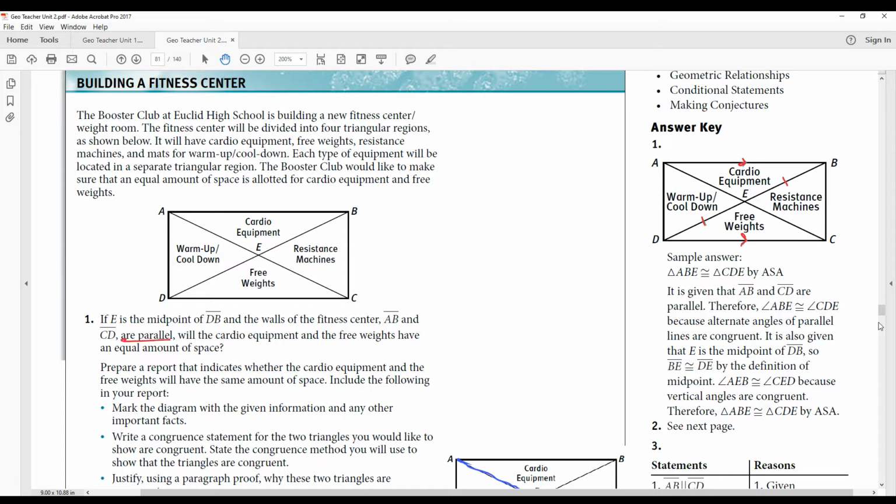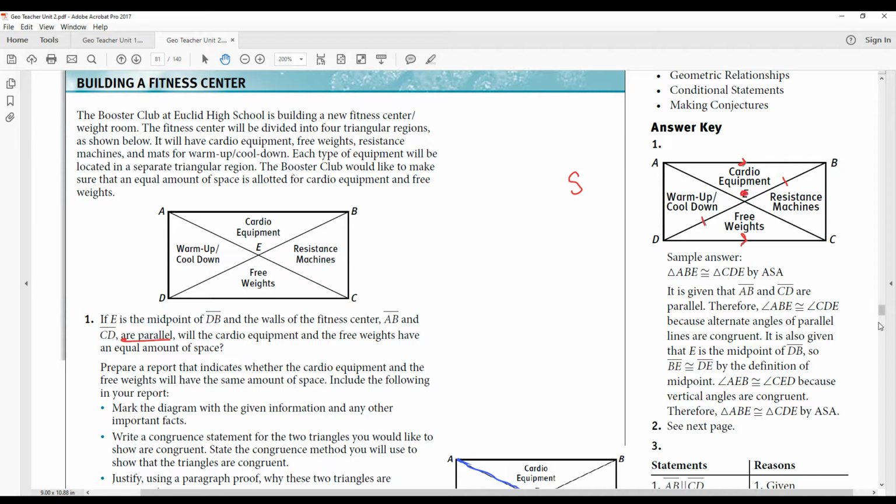Okay. So it says prepare a report that indicates whether the cardio equipment and the free weights room will have the same amount of space. So are these two triangles congruent? If they're congruent, then they're going to have the same amount of space. Well, the first thing, we do have a pair of sides. So we know that we've got a pair of sides that are congruent. So now we've got to find at least two other pieces of information, because to show triangles are congruent, you have to have at least three pieces of information in a certain order.